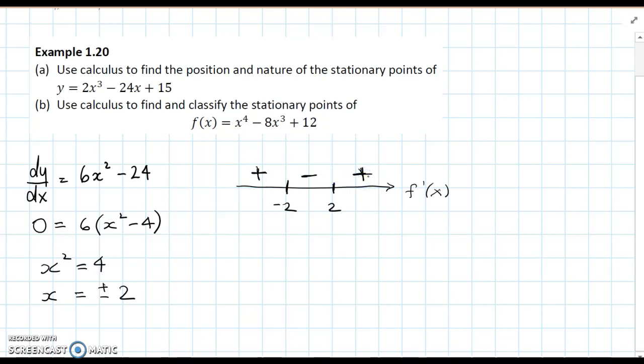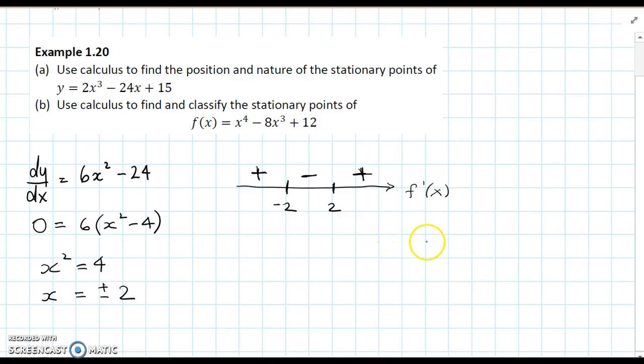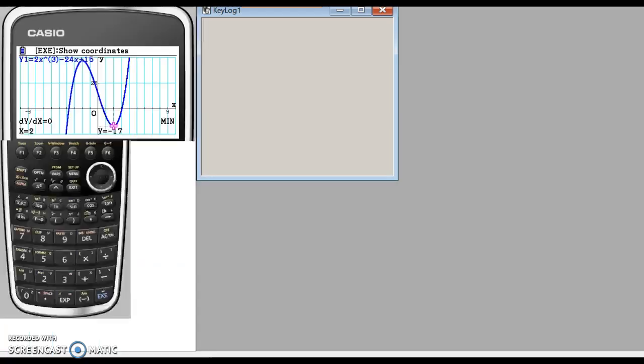And then from there we use the x coordinates to identify the y coordinates. So you can substitute negative 2 back into the function, and then again, x equals 2 into the function. But because we have our calculator, we've already identified the y coordinate for x equals 2 as negative 17. So 2, negative 17 was one of the stationary points. The other one we can get by finding the max, which was at y equals 47.